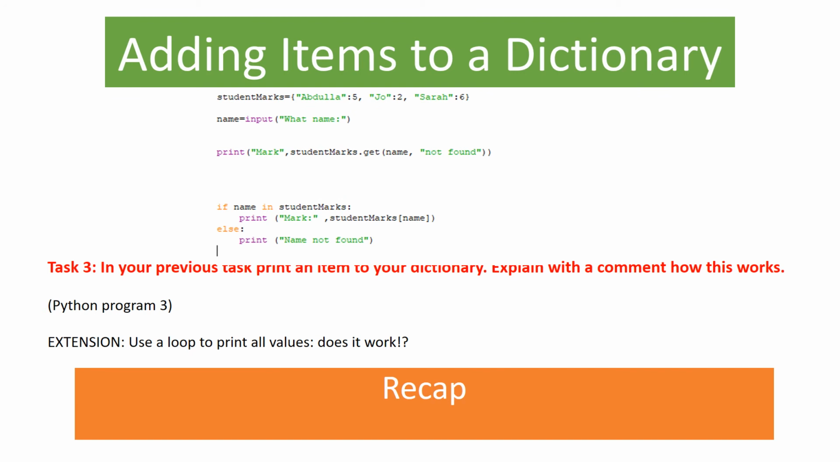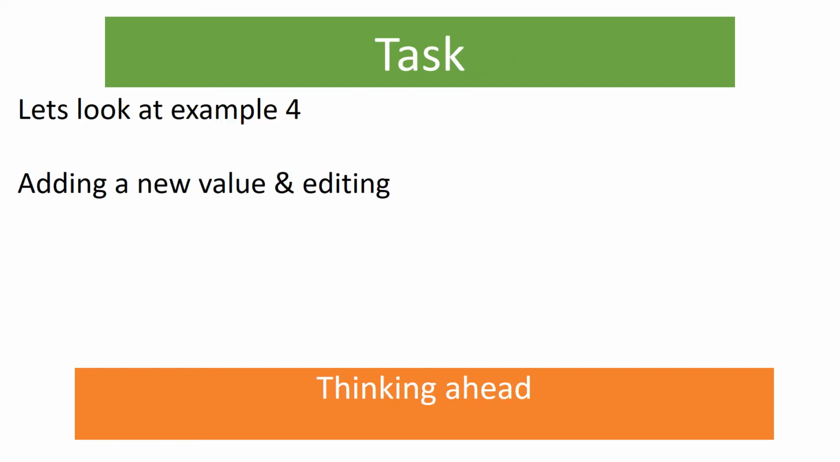I now want you to have an experiment with the code shown on the screen. There's a print line after you've inputted a name, and then it's going to try and search through our dictionary. There are 2 different ways to do this, using an if and an else. I want you to try them both, see if they work. And for an extension, can you get it to print out all the values in our dictionary. We're now going to have a look at example 4. Let's have a look at how they added new values and edited them.